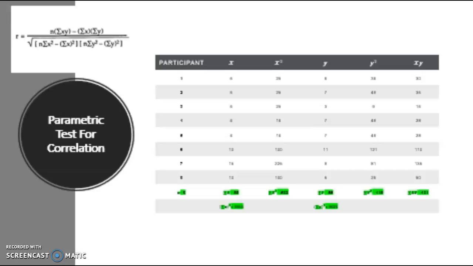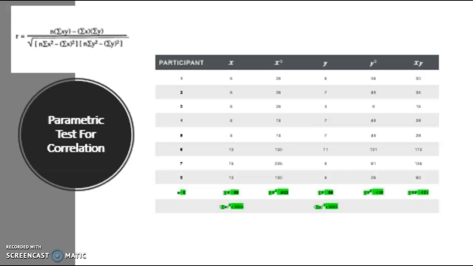As you can see, for the parametric test for correlation, there are 8 participants, and I had to work out the x squared, y squared, and xy simply by squaring each x value to give me x squared, squaring each y value to give me y squared, and then timesing the y value by the x value to give me the xy value.